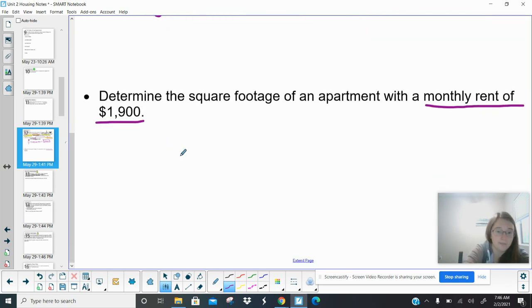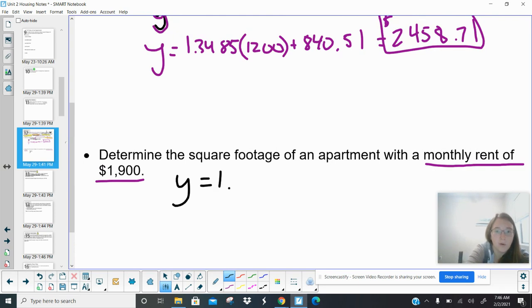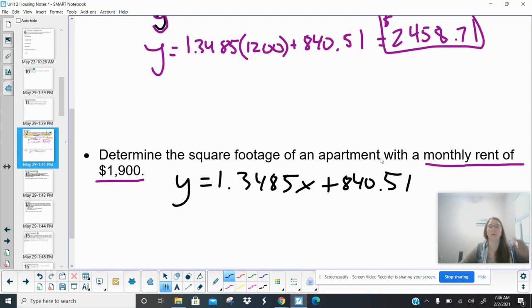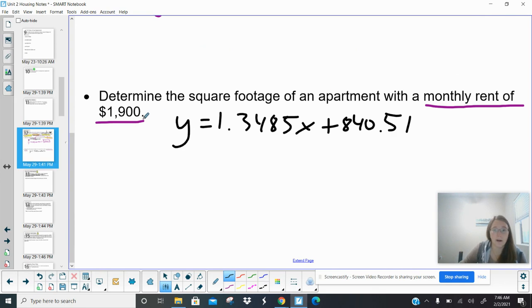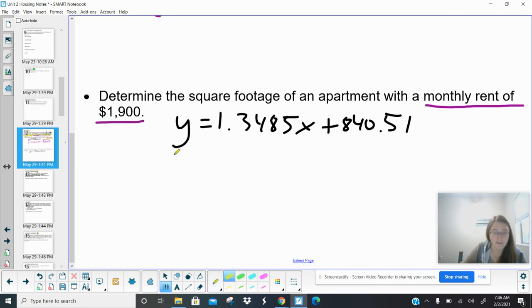We got y equals 1.3485x plus 840.51. So here's our formula they've given us basically. So we want to go back up to the highlighted section. We are given, again, focus on the given, a monthly rent of $1,900.